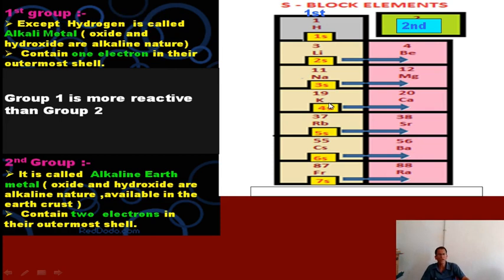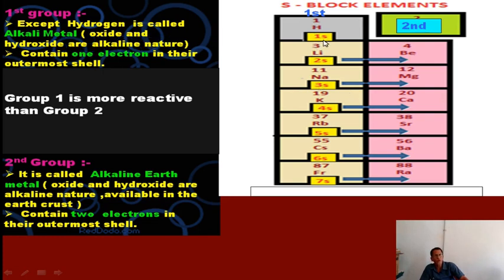S, P, D and F block elements are classified on the basis of their arrangement of electrons. If the last electron enters the S, P, D or F subcell, then the element will be in that block. Each shell is divided into a number of subcells like S, P, D and F. So the first group and second group are called S block elements.